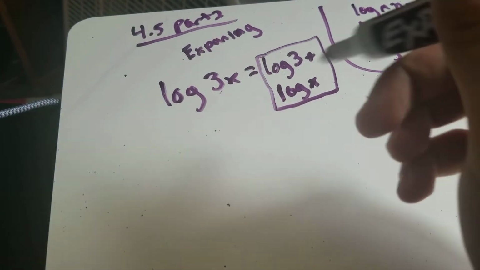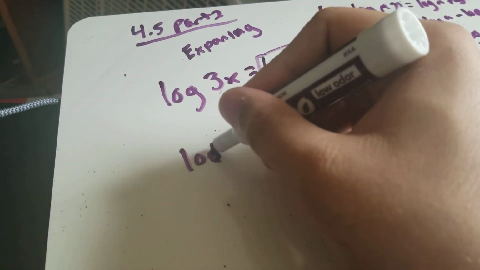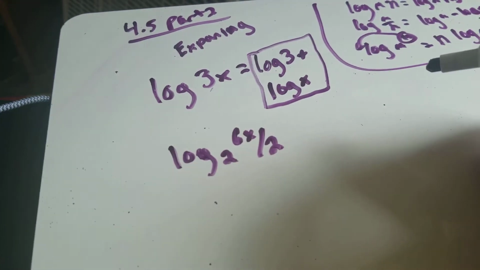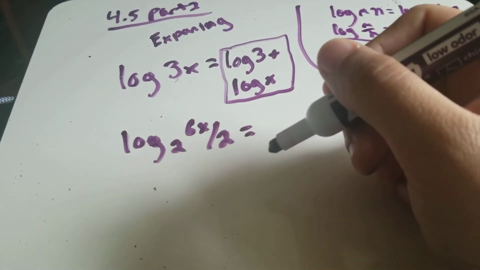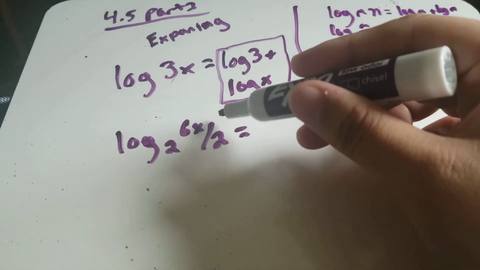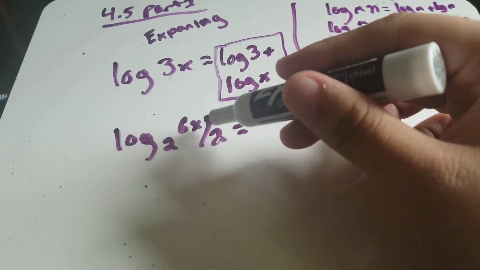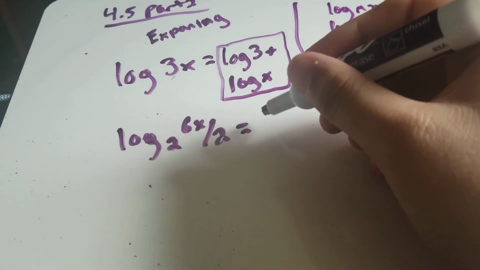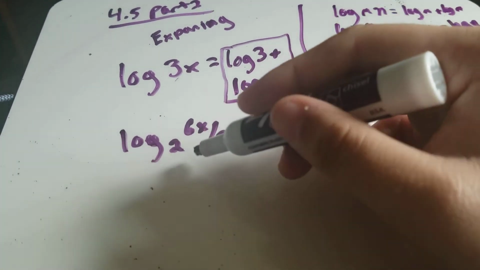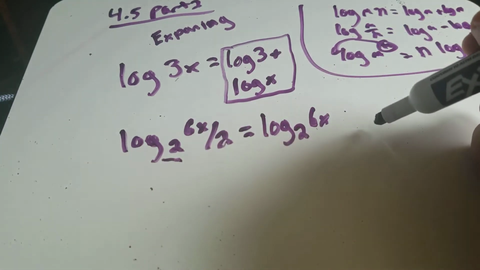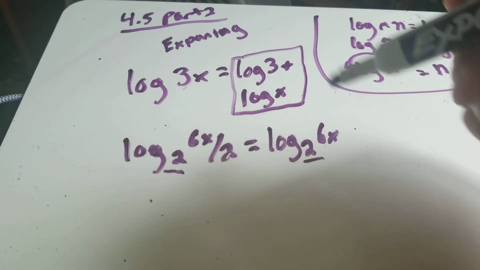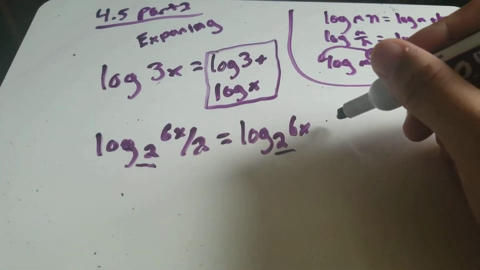Let's do another example. Log base 2 of 6x divided by 2. Okay? So there's going to be a lot happening in this one, so pay attention. First off, I see a big division. It's going to be easier to separate the division first. So what I'm going to do is rewrite it as log base 2 6x. Oh, and important, if it was a base 2, everything you separate has to be a base 2. If it doesn't show a base, you don't have to show a base, okay? So log base 2 6x.